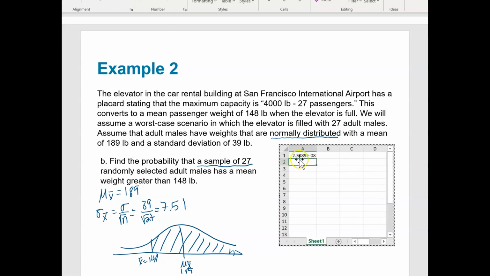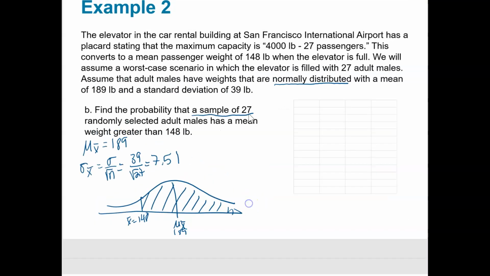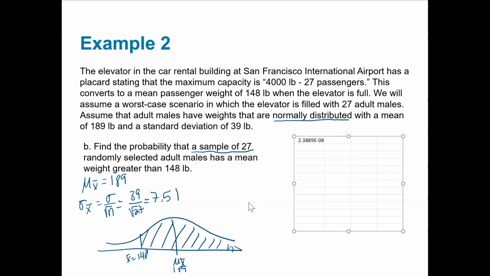So what is the probability? That means it's really, really small. That's essentially 0. So we could say that this space here is essentially 0, and then this would be about 0.99. We don't want to say 1 because it's not certain. That's not actually 0, but it's like 0.00000, so it's 0.99999. So what is the probability? Almost certain, 99% that they're going to have a mean weight greater than 148.